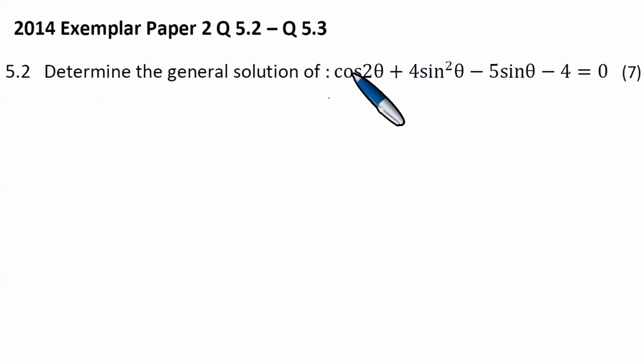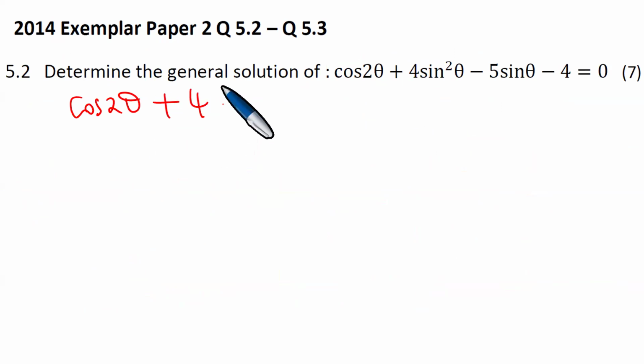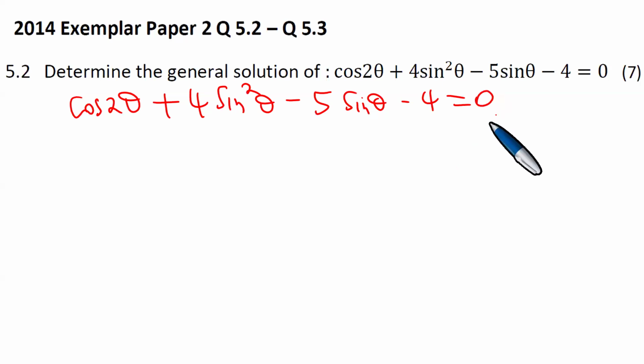Determine the general solution of this equation here. If you have been given cosine 2 theta plus 4 sine squared theta minus 5 sine theta minus 4 equals 0, we need to determine the general solution. In other words, in this case, we're going to leave our answer in terms of k. It is very important that we are very considerate. But there is a giveaway. What is the giveaway?